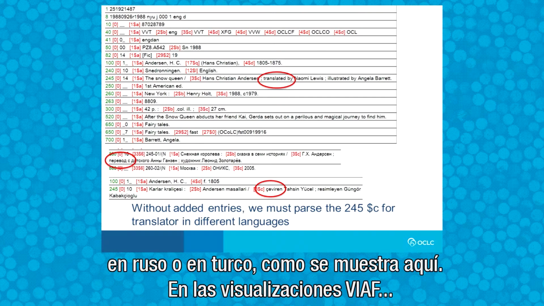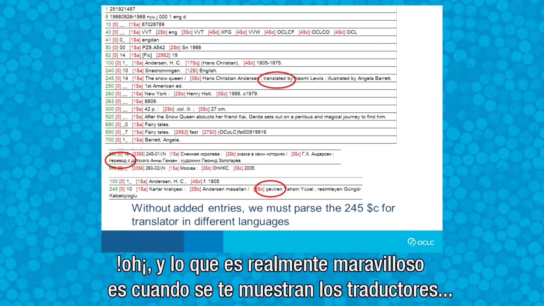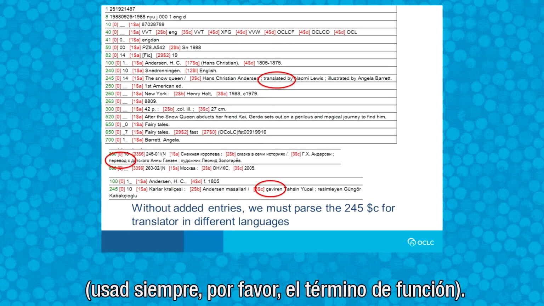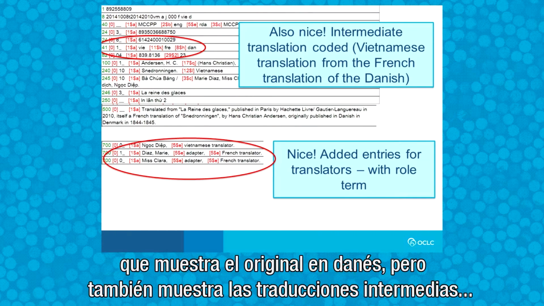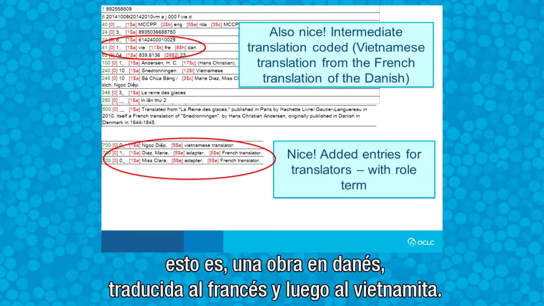In VF displays, and what is really nice, though, is when you do have the translator shown, always please use the role term. This is a particularly nice example because it not only has the 041, which shows the original in Danish, but it also shows the intermediate translation.